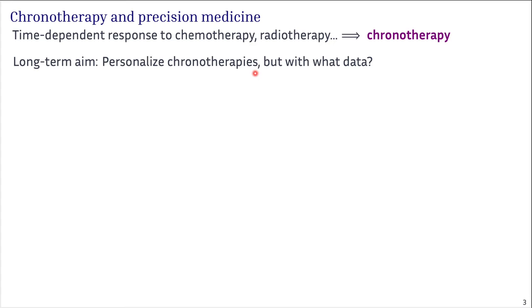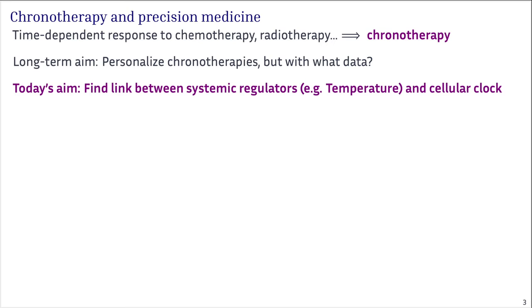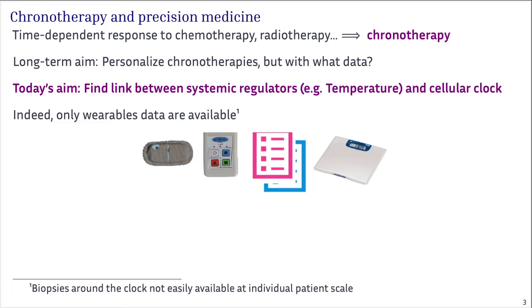But where are the data available to do so? Well, this brings us to today's aim, where we will aim to find the link between systemic regulators, such as temperature, and the cellular peripheral clock that induces rhythmicity in the processes of interest. Indeed, the only data that we have to personalize are data that you can acquire through wearables, such as sensors, smartwatches, or also from daily questionnaires or smart scales. Such data can be temperature, food intake, or saliva hormones from saliva samples, or activity rhythms.